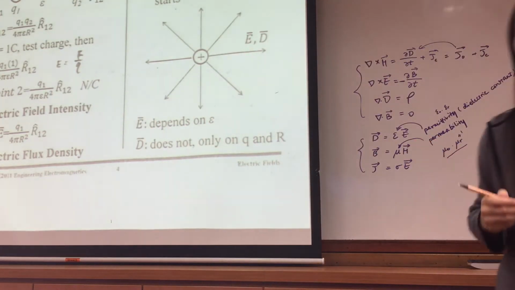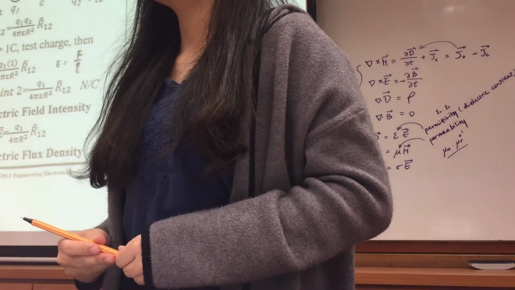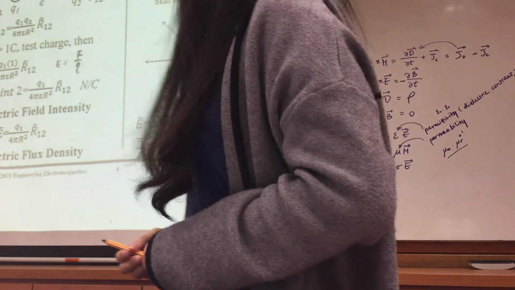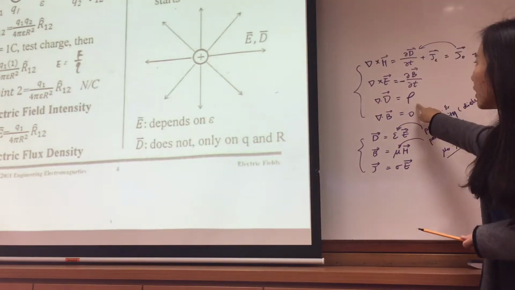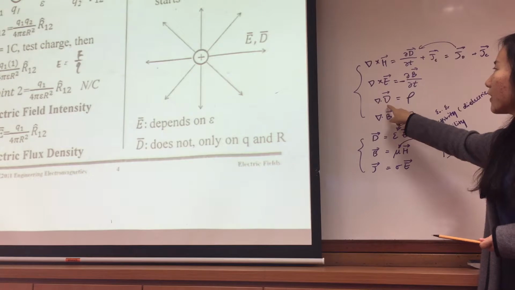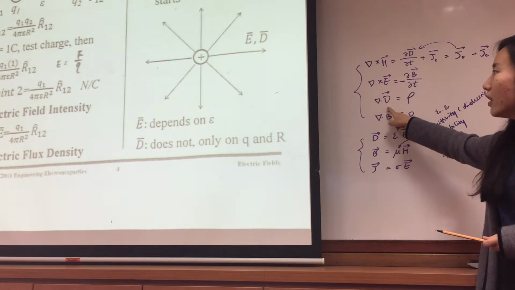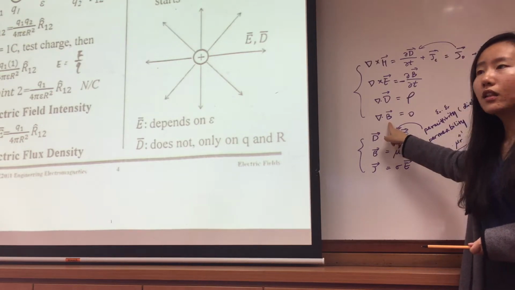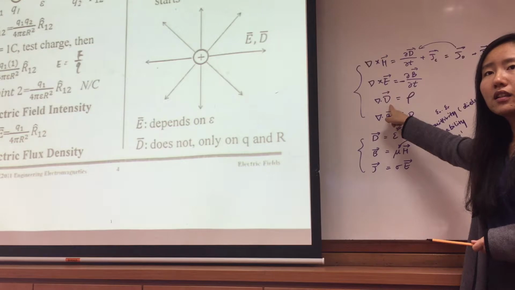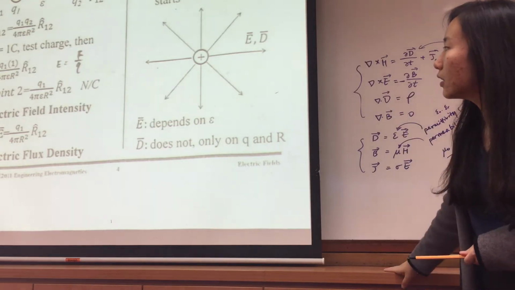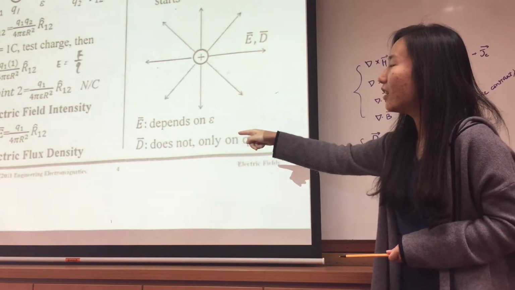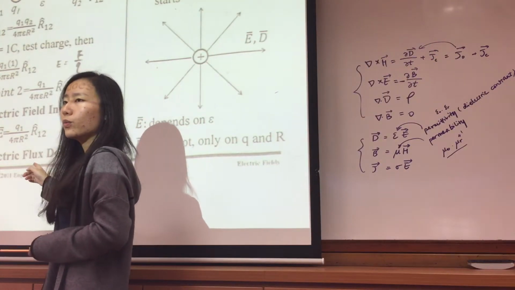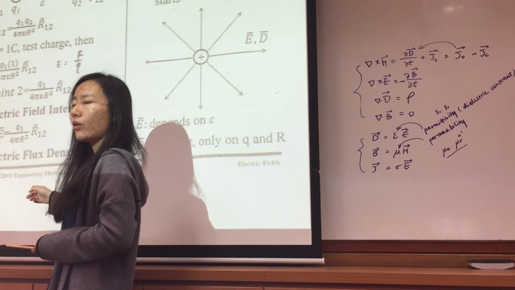Two questions. One is, if we know the charge density, how do we calculate the electric flux? Electric flux is D. D is the flux density. Magnetic flux, electric flux. How do we calculate the total flux?